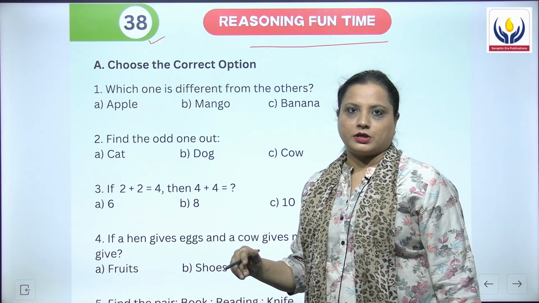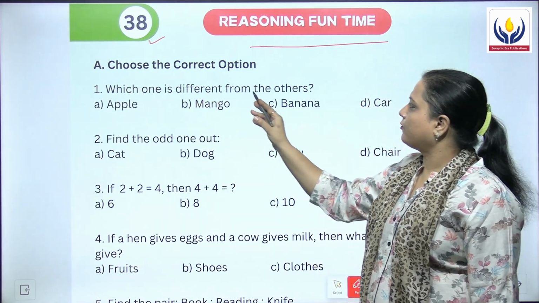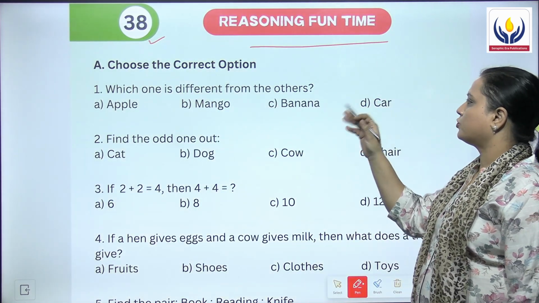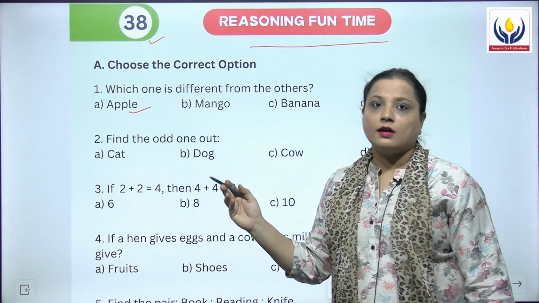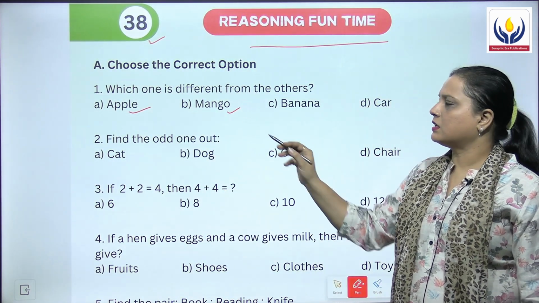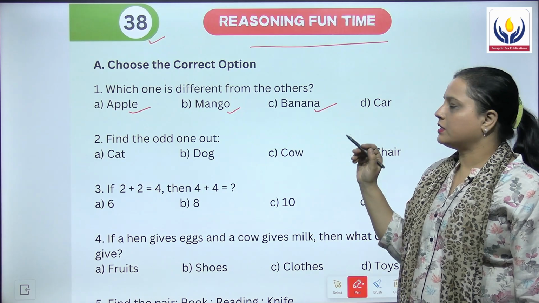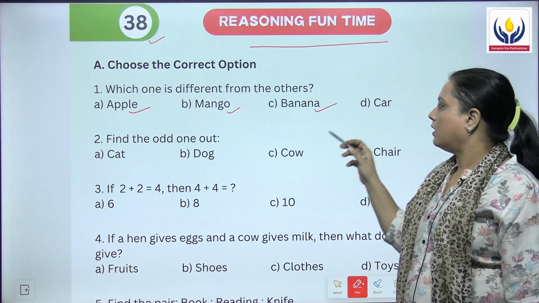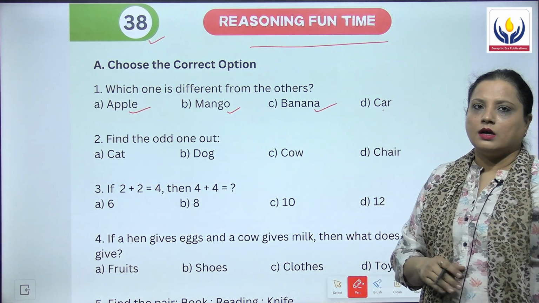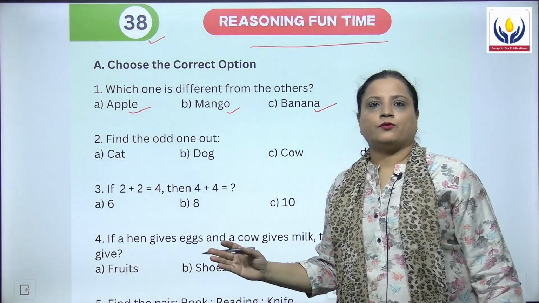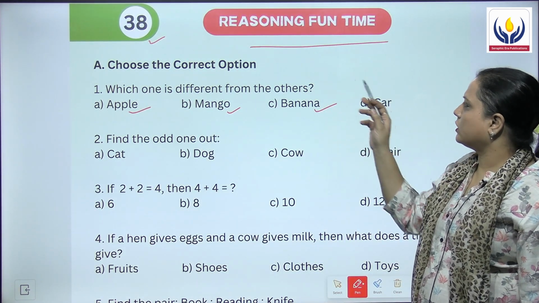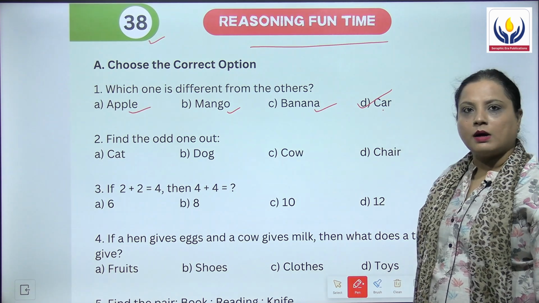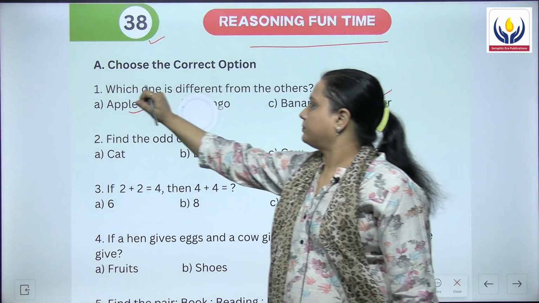The first question is, which one is different from the other? Obviously the first one is given over here, apple. Second is mango. Third is, that is the C1, banana. And the fourth one is car. All these are the names of the fruits. Hence this is the odd one out. So you have to choose the correct option. We have to mark a tick over there.